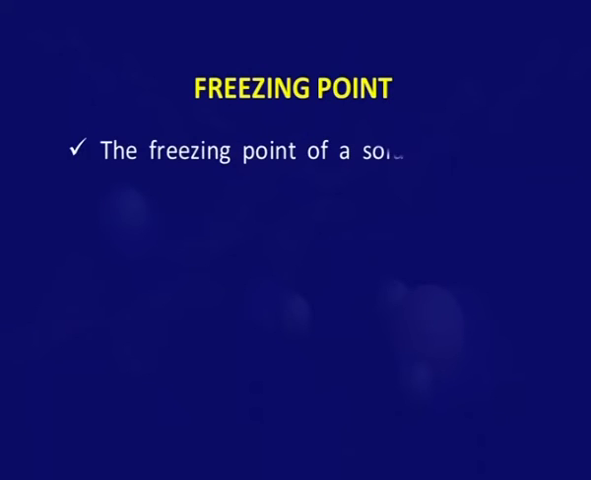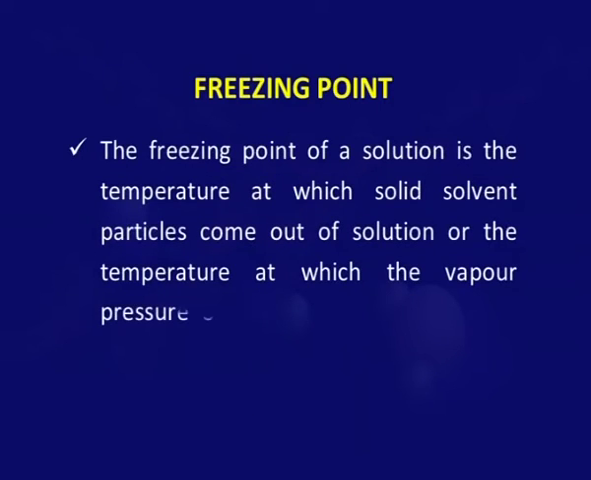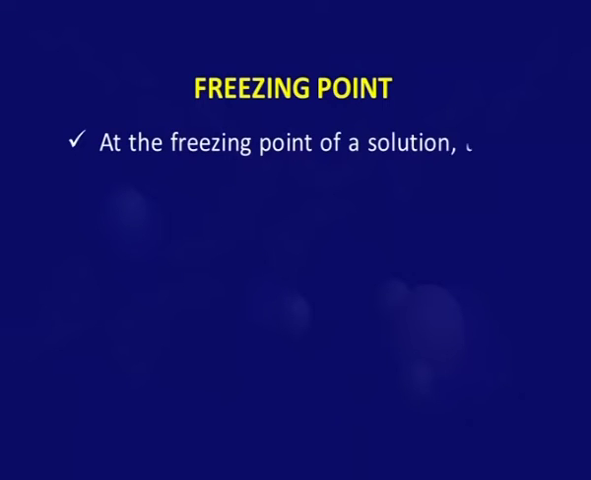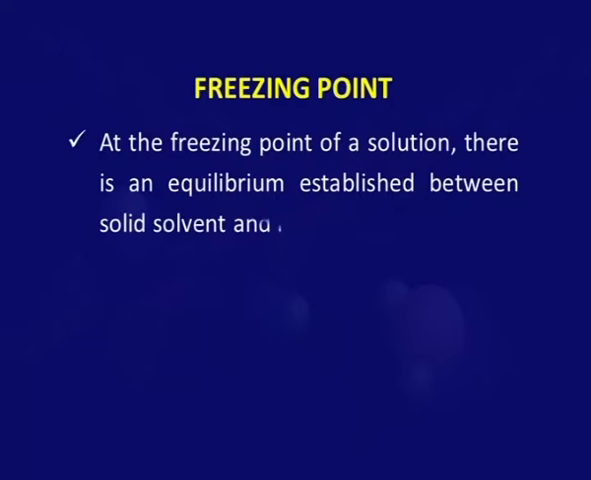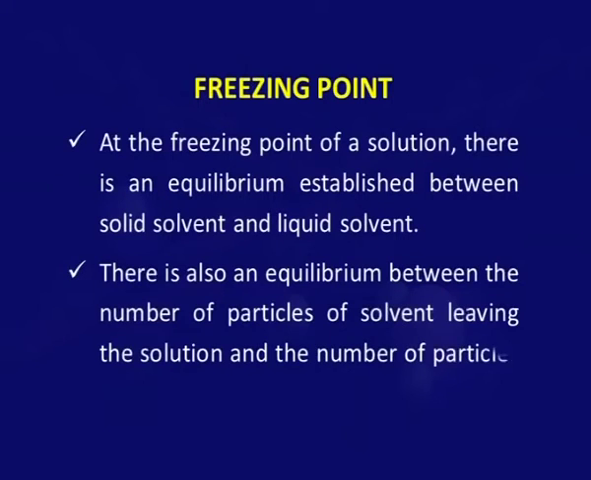Let us define the freezing point before going to the colligative property depression in freezing point. Freezing point is the temperature at which the solid solvent comes out of the solution, or we can say that the freezing point is the temperature at which the vapor pressure of solid phase is equal to the vapor pressure of the liquid phase, which is in dynamic equilibrium with the solid phase. At the freezing point of the solution, there is an equilibrium established between the solid solvent and the liquid solvent. There is also an equilibrium between the number of particles of solvent leaving the solution and number of particles of solvent returning to the solution.